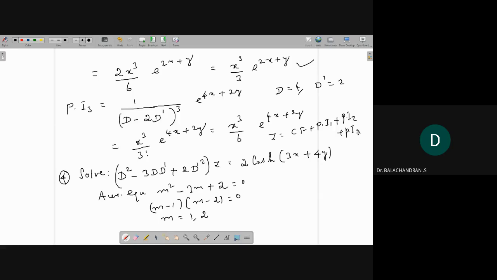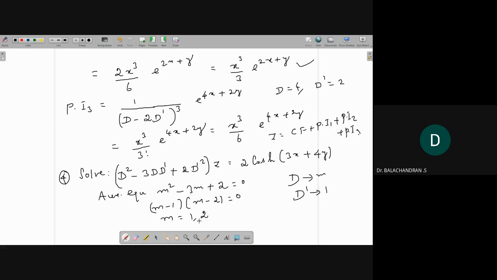Okay, so fourth problem. Solve d square minus 3d d dash plus 2 d dash square into z equal to 2 times cos h of 3x plus 4y. Now the auxiliary equation: just replace d by m and d dash by 1. So m square minus 3m plus 2 equal to 0. If you factorize, you'll get m minus 1 into m minus 2 equal to 0. So m equal to 1 and 2.